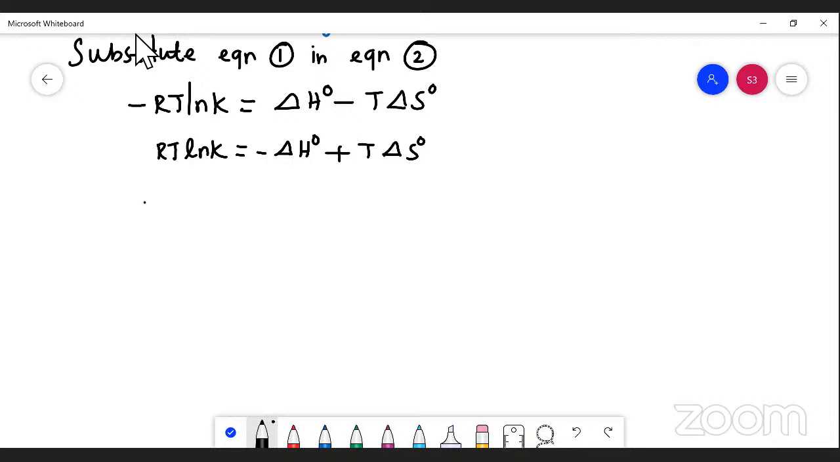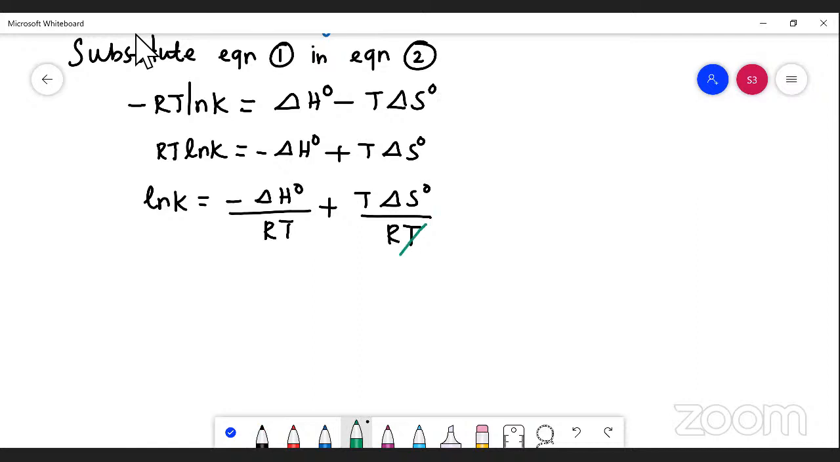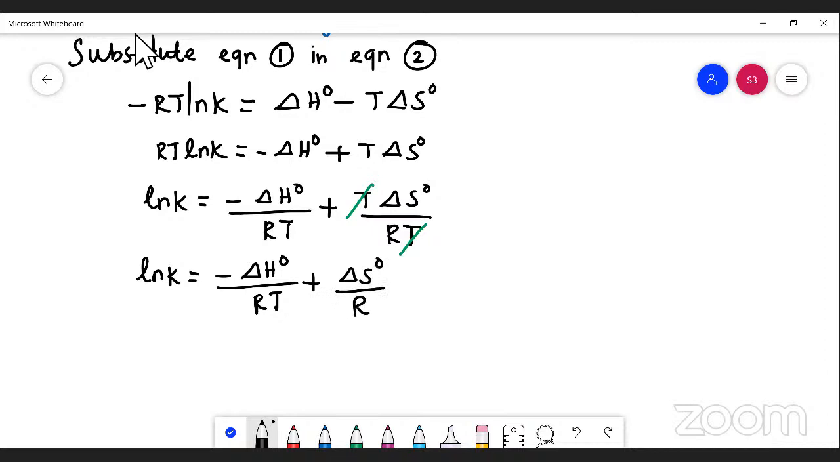Ln K on one side, and RT on the other side, you will get del H naught divided by RT plus T del S naught divided by RT. We know that T is common, so you cancel this T here. Next we get ln K equal to minus del H naught divided by RT plus del S naught divided by R. So this is the equation we get after substitution of the first equation in the next. We will consider this as the third equation.